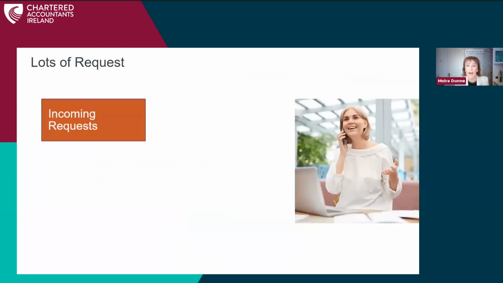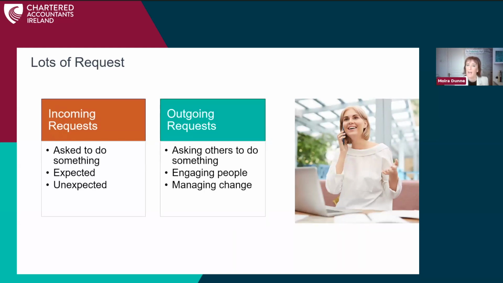Of course, when we have all those requests incoming, maybe somebody's asking us to do something, we can expect that, or very often those requests are unexpected. So we maybe plan out our working day and then we get some requests from some key stakeholders, and we need to prioritize that. And then outgoing, as I said briefly, we may be dependent on other people to do something. We might need an input from somebody else. So they're the outgoing requests that we have. And of course, it's hard to manage that timeline, isn't it?